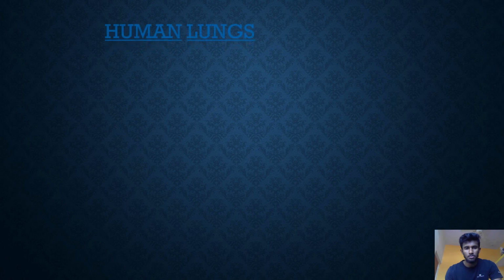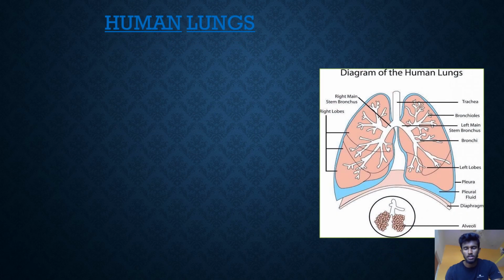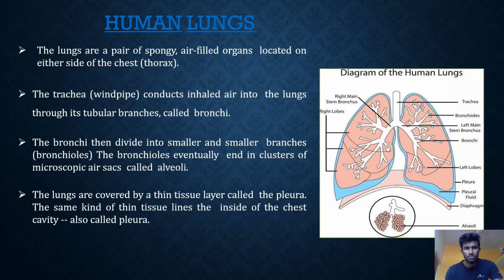Let's move on to this topic. This is a diagram of the human lungs. The lungs are a pair of spongy, air-filled organs located on either side of the chest. The trachea conducts the inhaled air into the lungs through its tubular branches called bronchi. The bronchi then get divided into smaller and smaller branches called bronchioles. The bronchioles eventually end in clusters of microscopic air sacs called alveoli.